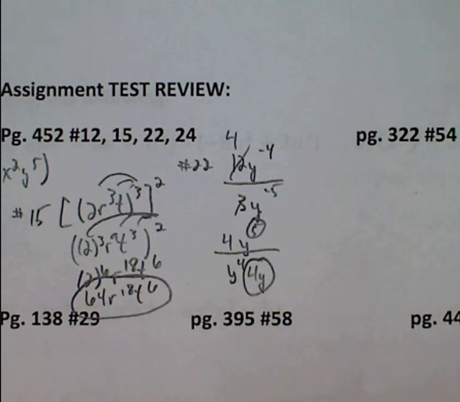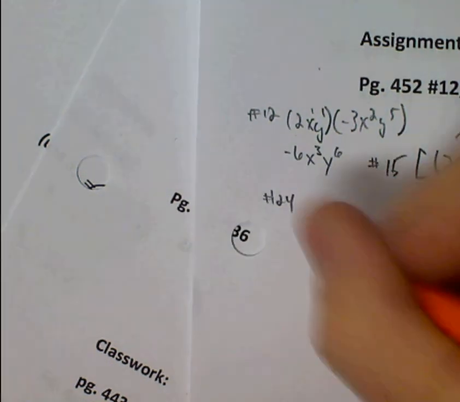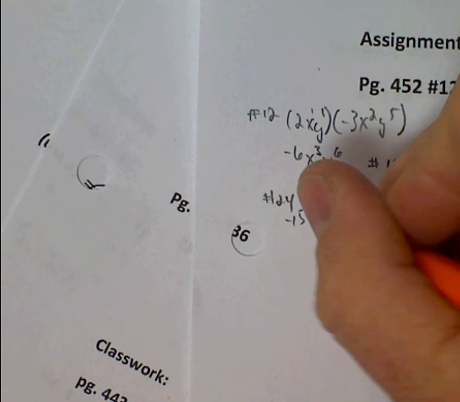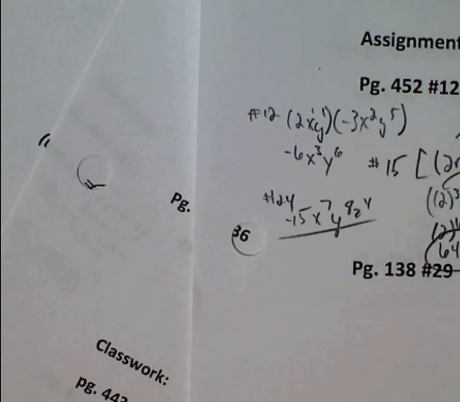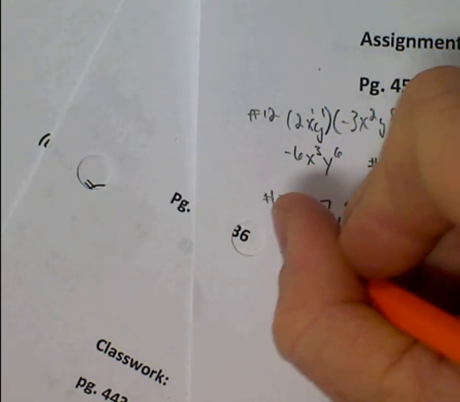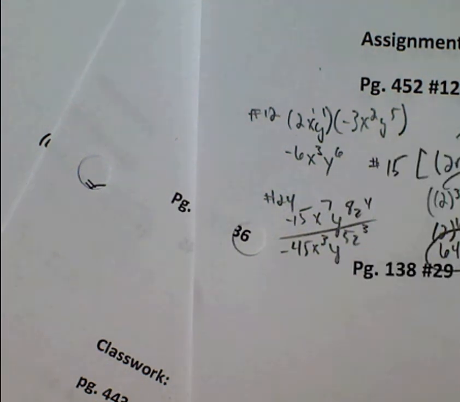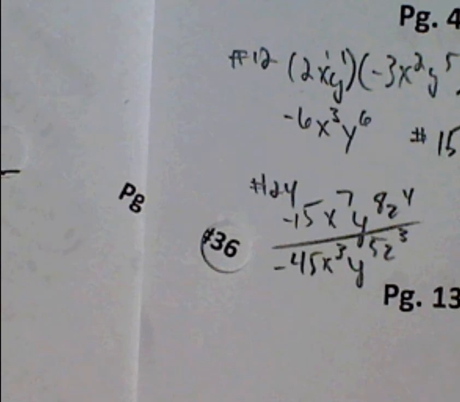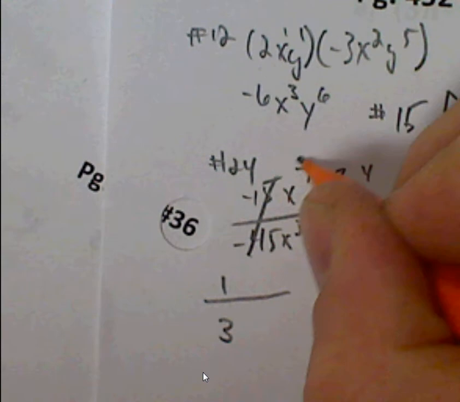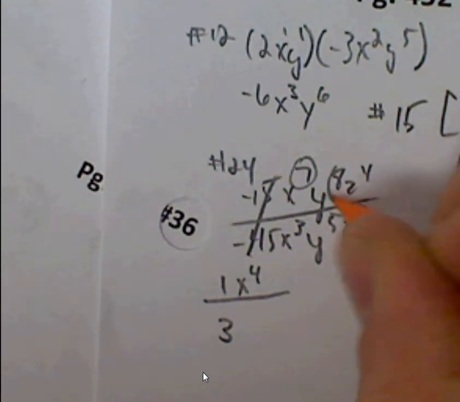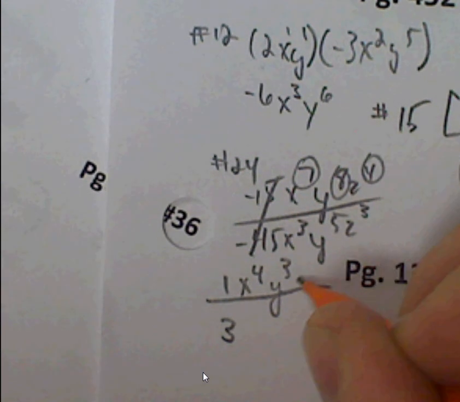Number 24. I have negative 15, x7, y8, z4 over negative 45, x3, y5, z3. So I need to simplify first. So if I simplify, that becomes 1 over 3. x7, x3 becomes x4 on top. 8 minus 5 is 3. 4 minus 3 is 1.